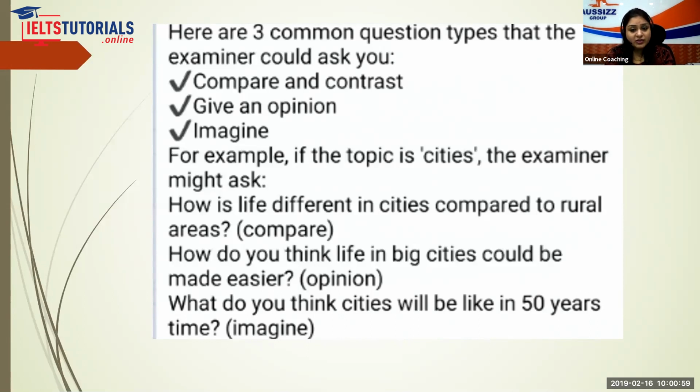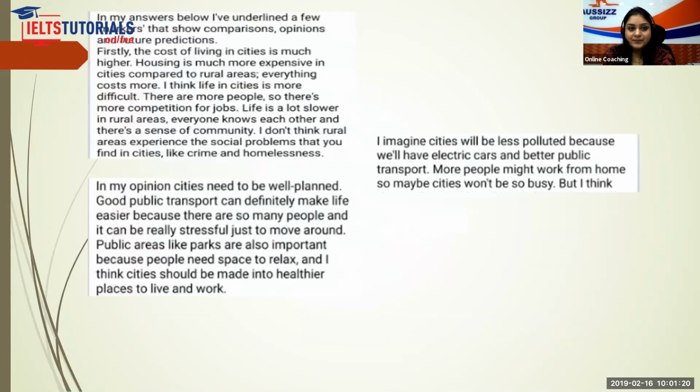Because if you are adding modals, you are adding probability. It's not sure, you're adding probability. So always in future conditions, future projections, always take the help of modals. Okay. Let's move to the type of answers we can give for compare and contrast, or opinion, or imagination. Let's see. In my answers, I have underlined a few markers that show comparison, opinions, and future predictions.